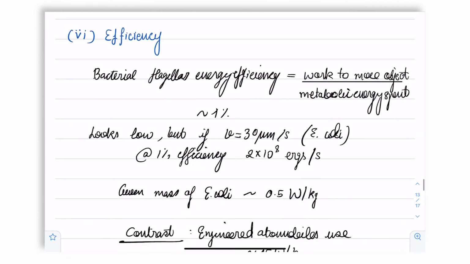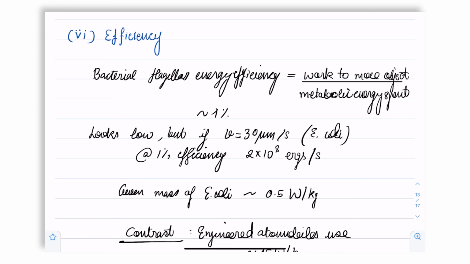What about efficiency? How efficient is the bacterial flagellar motor? Work of moving the object versus metabolic energy spent is what we would call this efficiency. Multiply by 100, we get a percentage. It's about 1%. That doesn't sound like a lot. 1% is a very small number. It's a minority. Most of the energy is dissipated.